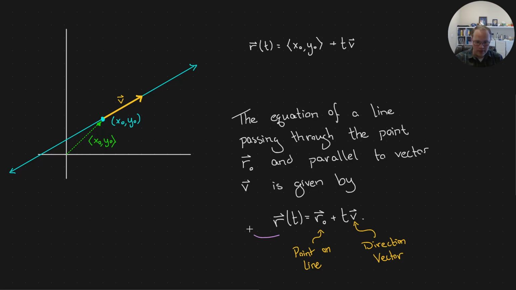But this formula for the equation of a line works in any number of dimensions. It works in 2 dimensions. It works in 3 dimensions. It works in 104 dimensions. Because we're using vectors, and vectors work in any number of dimensions.